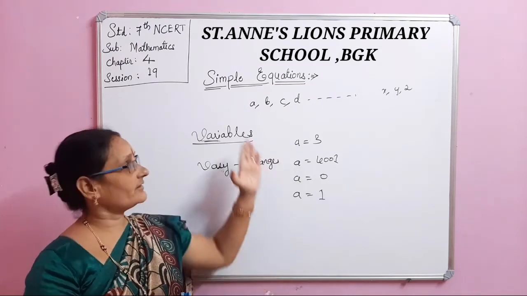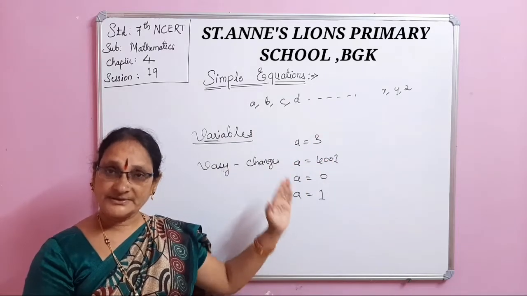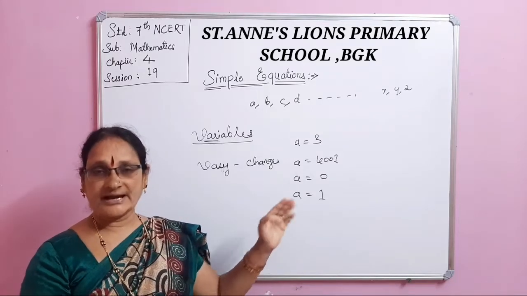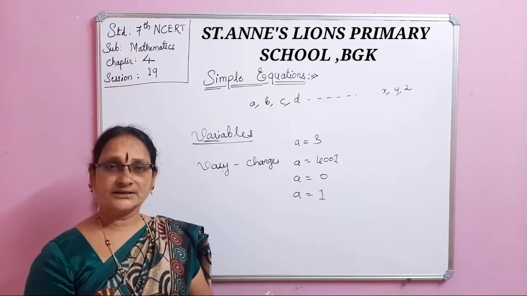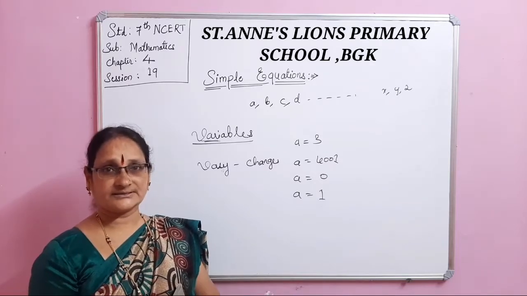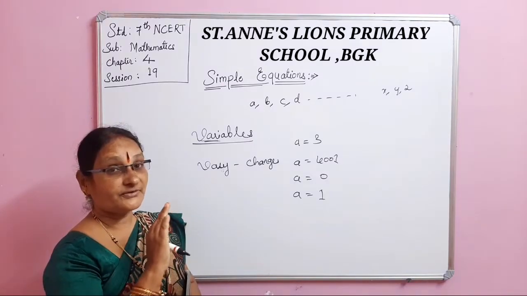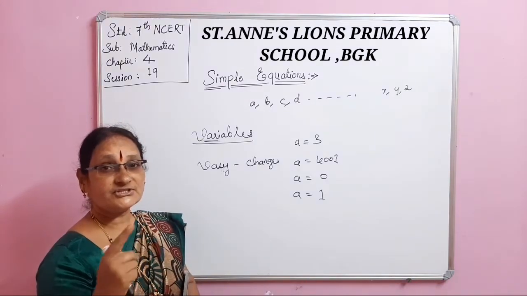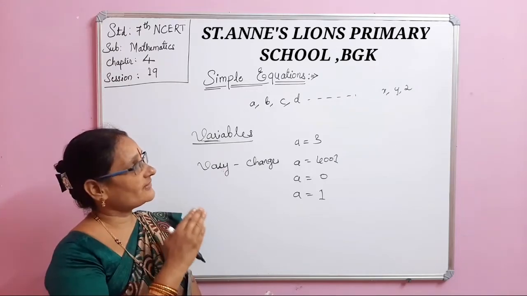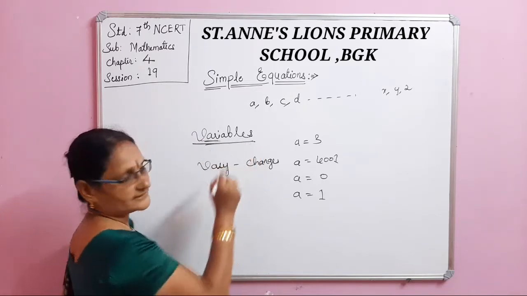Not only a, even all the alphabets, whichever alphabet you take in algebra, it will be changing. Usually we take a, b, c, l, m, n and x, y, z. These are the usual notations, symbols we are using as the variables. So why are they called variables? Their value is not fixed. They are changing according to the situation of the problem. The value of these alphabets is changing. So they are called variables.